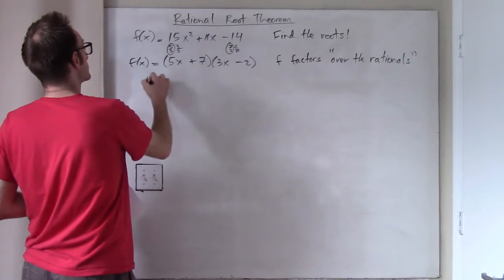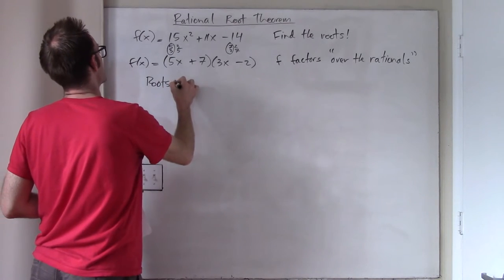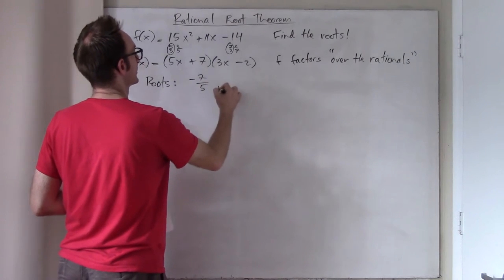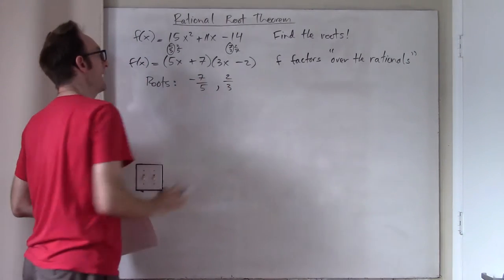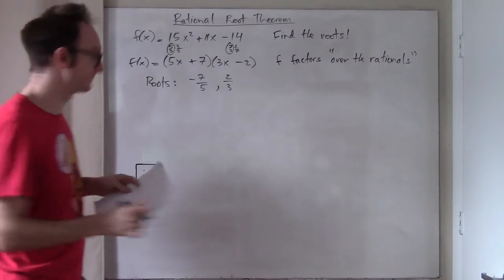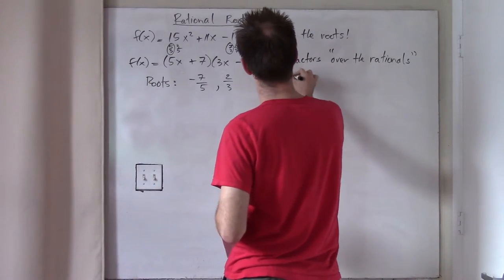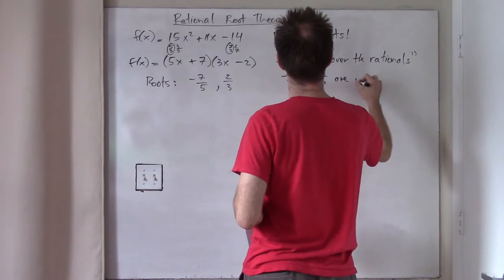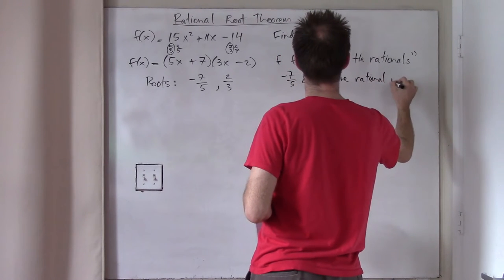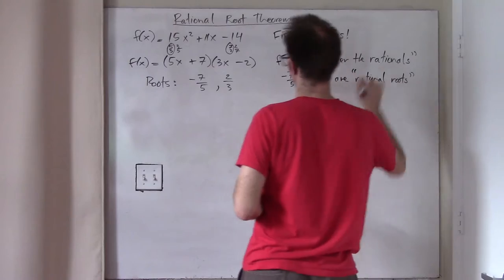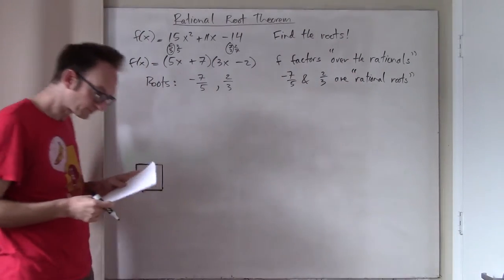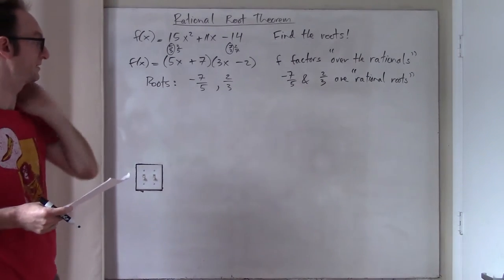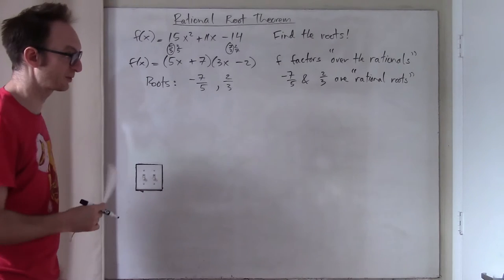All right, well, what are the roots? Of course, once we have the polynomial factored in this way, we can see that one root is negative 7/5 and another root is 2/3. Negative 7/5 and 2/3 are what we call rational roots, because they're roots, and they are rational numbers. What does it mean to be a rational number? It's a fraction where the numerator and denominator are integers. That's just what a rational number is.